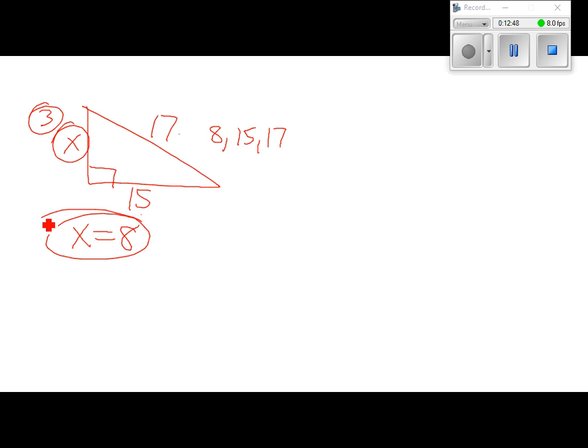That's one of the families. If you wanted to do Pythagorean's theorem, then you'd have to set it up this way. 15 squared plus x squared equals 17 squared. And you'd have to solve that. And when you solved it, it'd tell you x is 8. Next one, number 18.